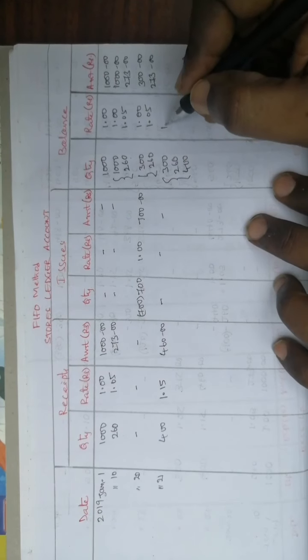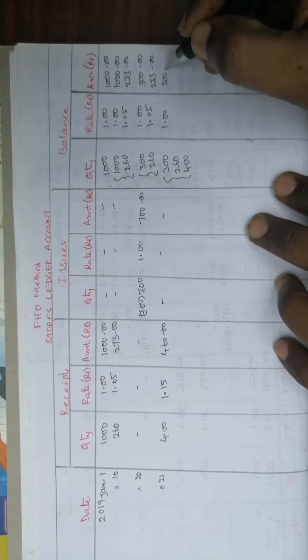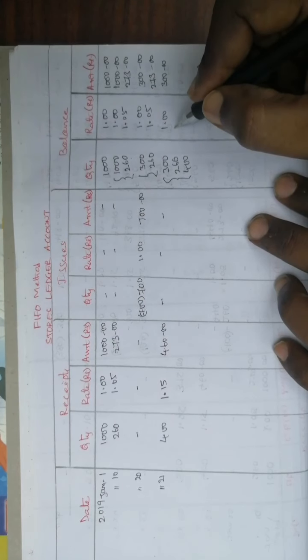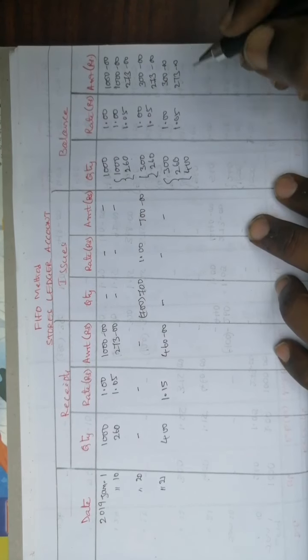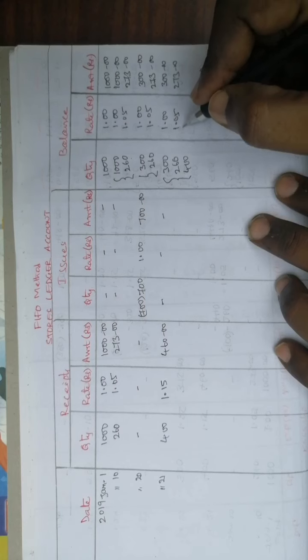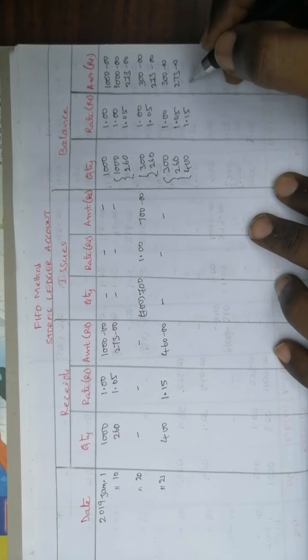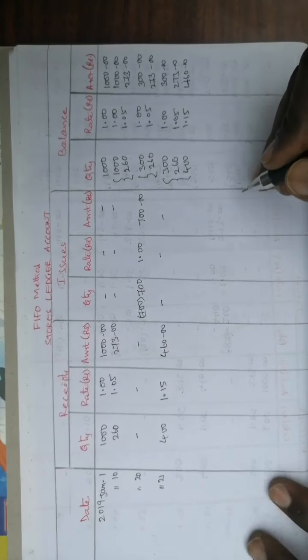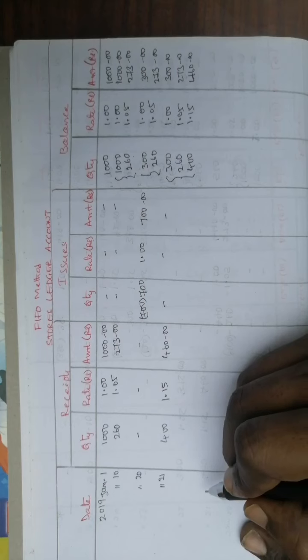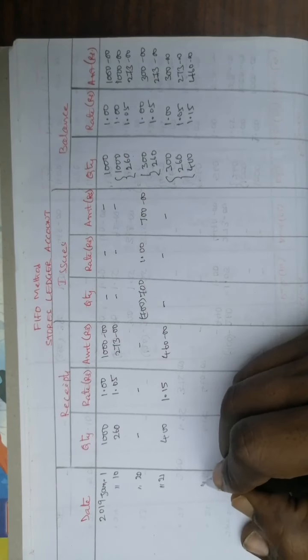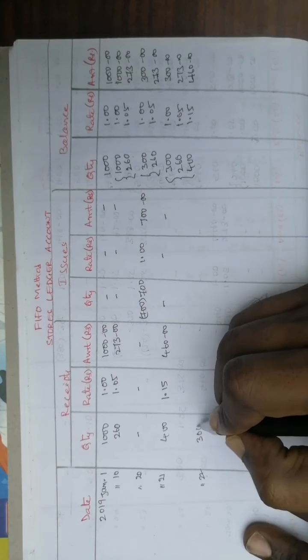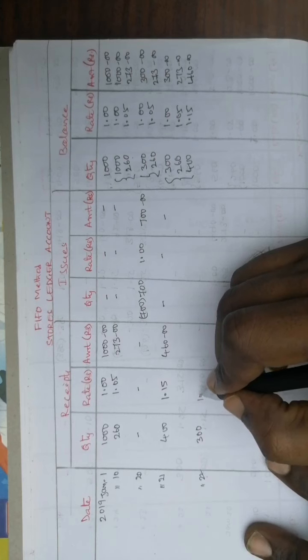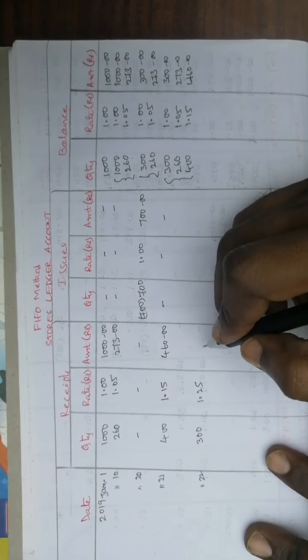Now different rates: 1 rupee, so 300 rupees. Then 260 units into 1 rupee 5 paisa, 273 rupees. Now 400 at the rate of 1 rupee 15 paisa, just purchased today, whose value is 460. Now these are the three values in the balance column. Now after 21 we have 22. On the 22nd again there are receipts, 300 units purchased at the rate of 1 rupee 25 paisa.